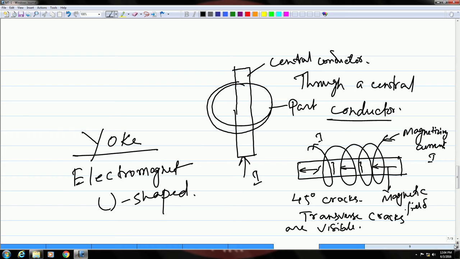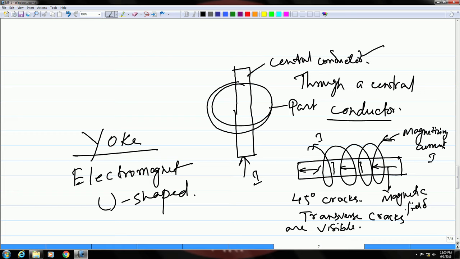Then we talked about this also. If you have a part which is hollow, then in those cases you can take a conductor and pass it through the central hole. With the help of this central conductor, when you pass the current through it, you can magnetize the part by induction.